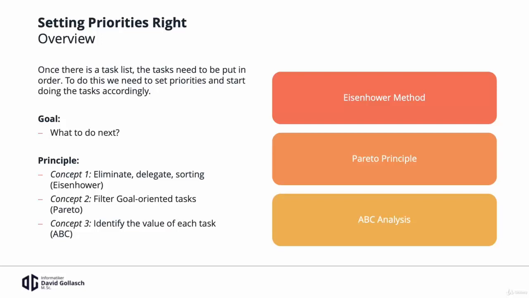And the third one is the ABC analysis, which is a form of application of the Pareto principle by simply categorizing your tasks in ABC categories based on the contribution to the major goal of your project. So we're going to take a look at this in this part here now.